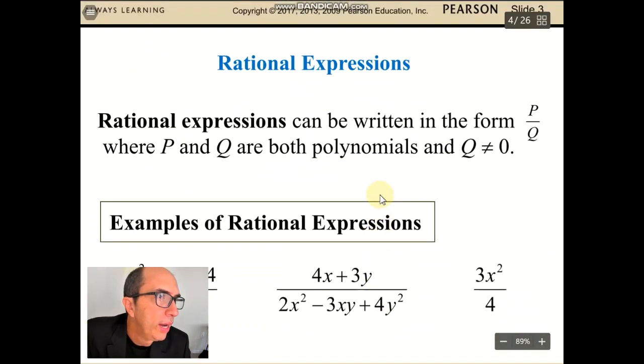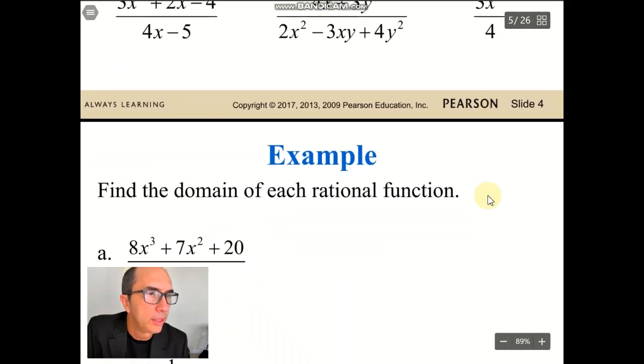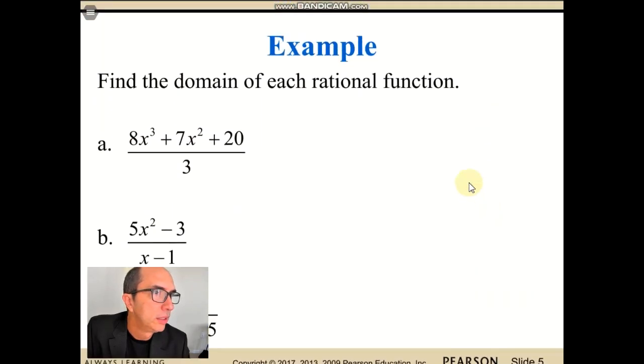And to find the domain of a rational expression, we have to make Q different from 0. We have to make a condition that Q is different from 0. Because if you divide anything by 0, this is going to be undefined, right? So you cannot divide anything by 0. You don't want this rational function to be undefined.